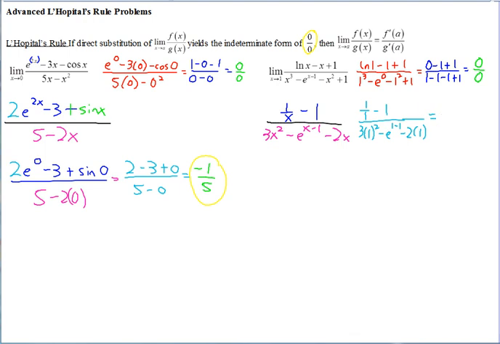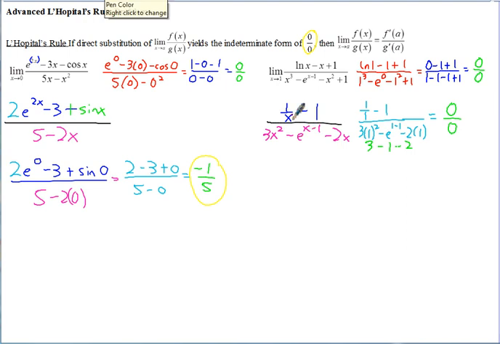So that's just 1 minus 1 in the numerator, which gives you 0, over 3 minus e to the 0, which is 1, minus 2, which also gives you 0. So what happens here, we still end up with 0 over 0, the indeterminate form after applying L'Hopital's rule. That just means we have to apply L'Hopital's rule again until eventually we won't get 0 over 0. So we have to take the derivative of the numerator and denominator separately again.